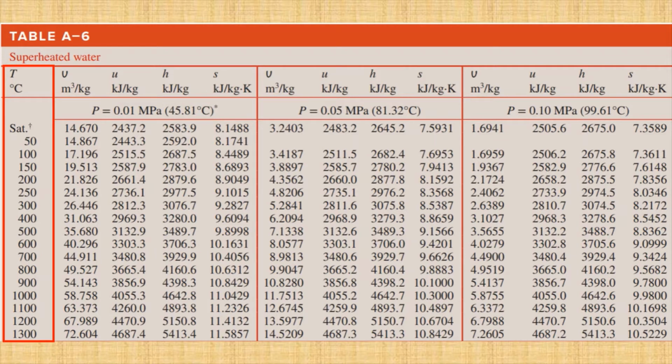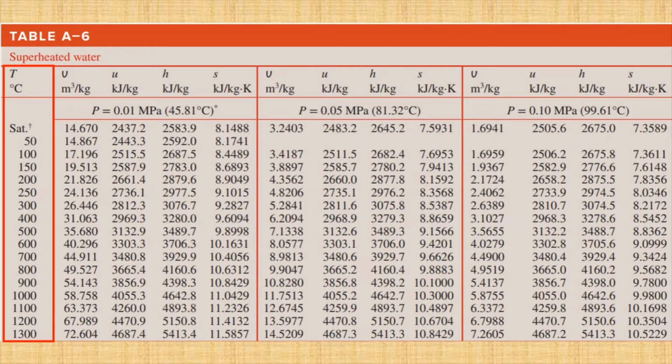This creates a large number of temperature and pressure combinations for which specific properties are listed. Each row in a box corresponds to the temperature in the leftmost column and lists the specific properties of water at the corresponding temperature and pressure.